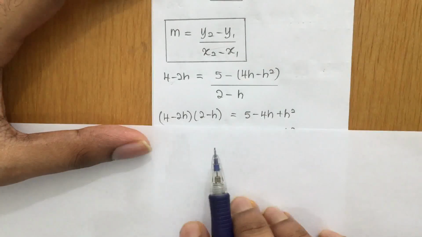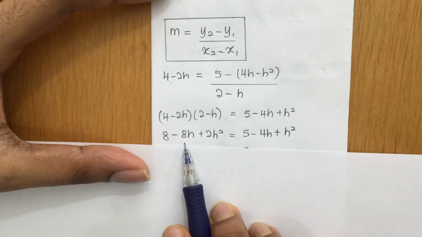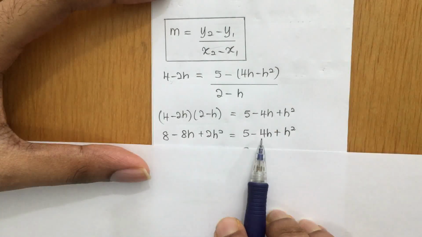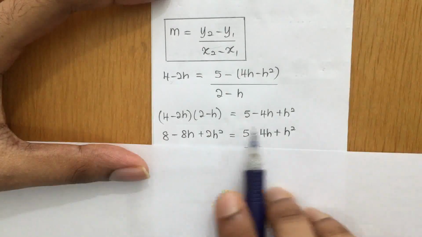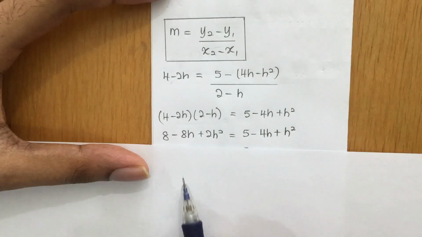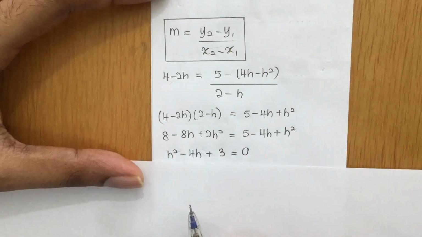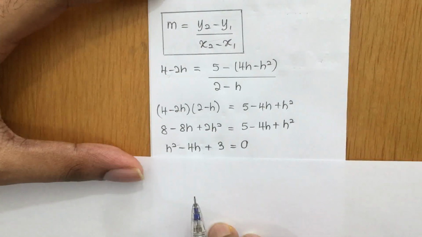So you expand this bracket. From here you should get 8 minus 8h plus 2h squared is equal to 5 minus 4h plus h squared. As you can see, we have already formed a quadratic equation. So let's solve this equation. From here you should get h squared minus 4h plus 3 is equal to 0.